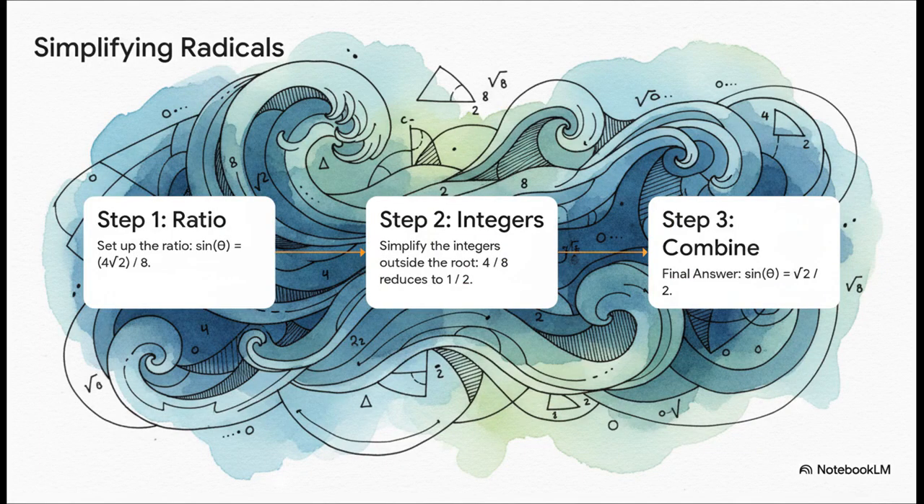Okay, the crucial trick here is to just focus on the numbers outside the square root first. We set up our ratio, 4 root 2 on top, 8 on the bottom. Now, just look at the regular numbers, 4 over 8. We all know that simplifies to 1 over 2, right? The square root of 2 just kind of comes along for the ride on top, which gives us our final answer, the square root of 2 over 2. See, not so bad at all.